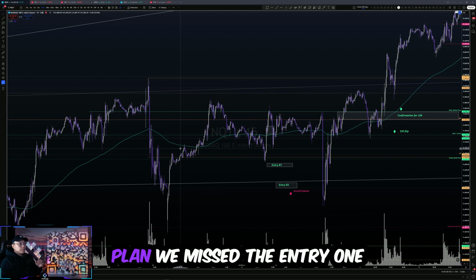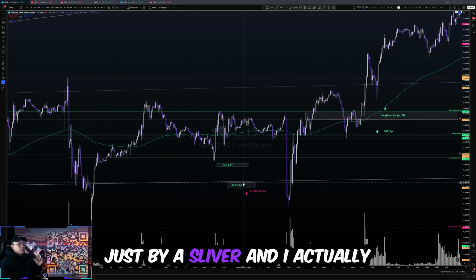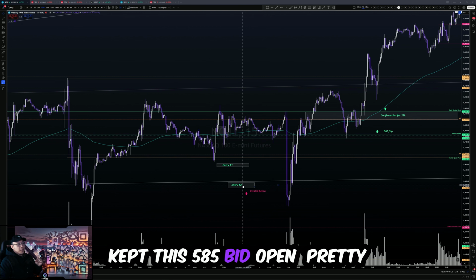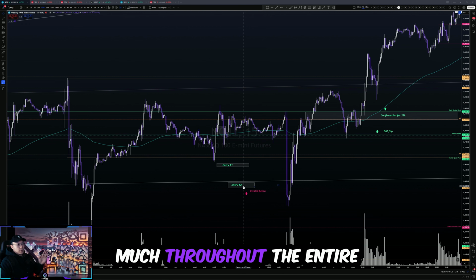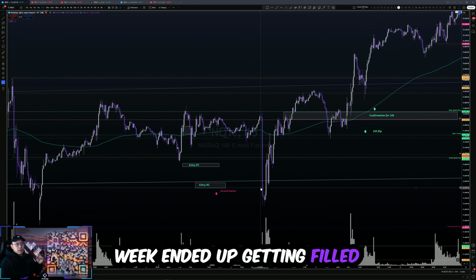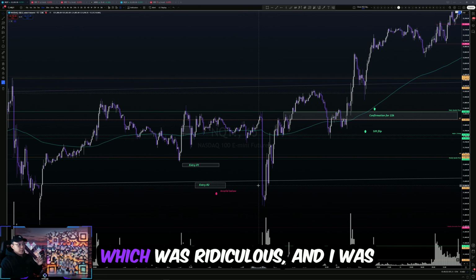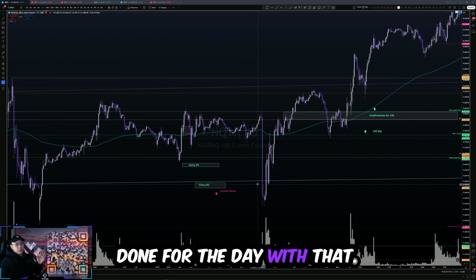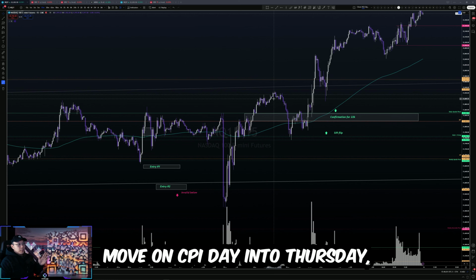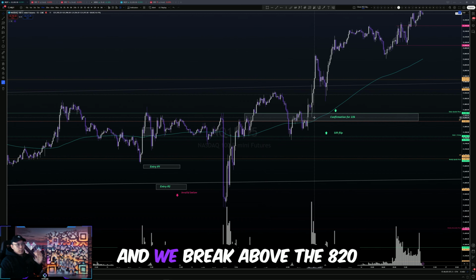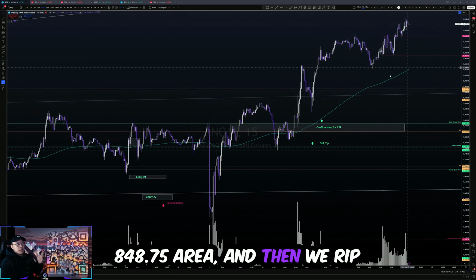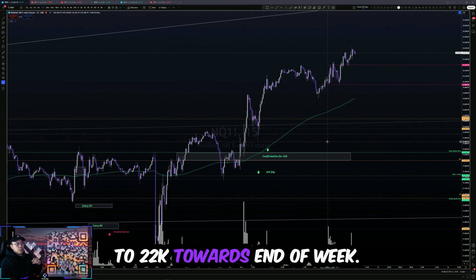Such a simple plan. We missed the entry 1 just by a sliver, and I actually kept this 585 bid open for pretty much throughout the entire week. Ended up getting filled and TP'd on it during CPI, which was ridiculous, and I was done for the day with that. And then we finally get the move on CPI day into Thursday, and we break above the 84875 area, and then we ripped to 22K towards end of week.